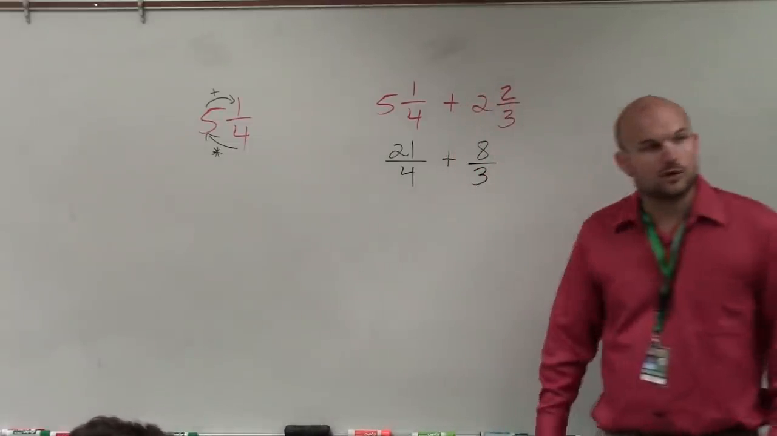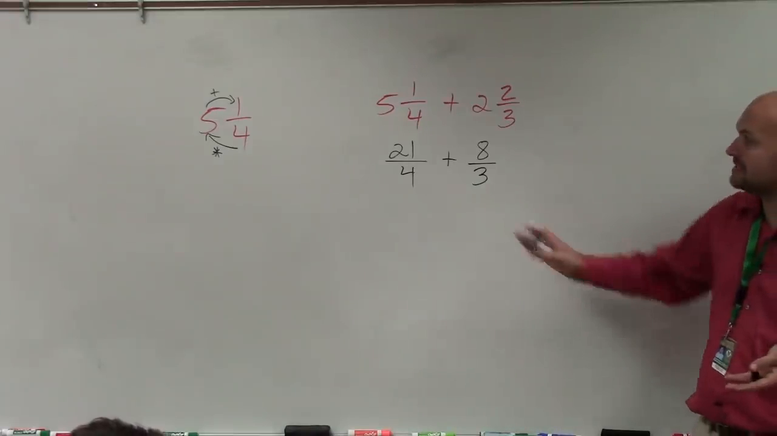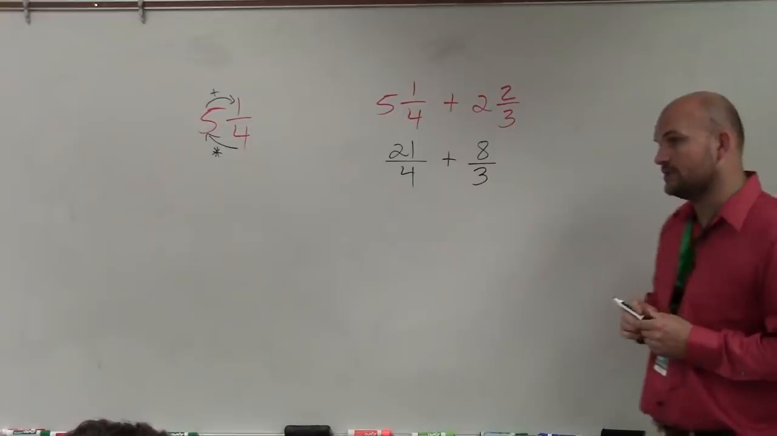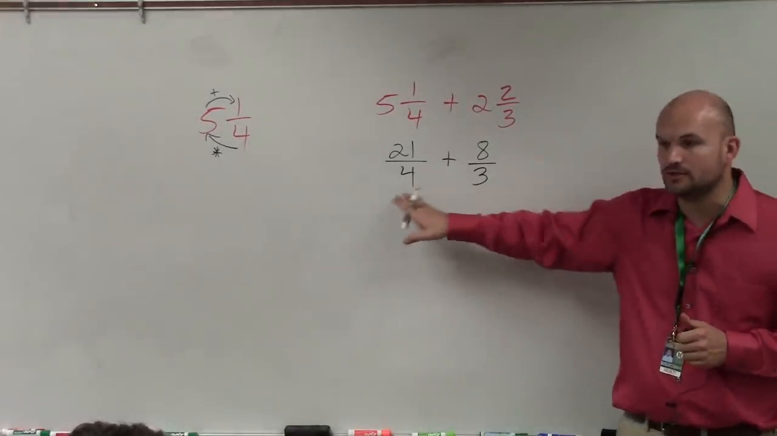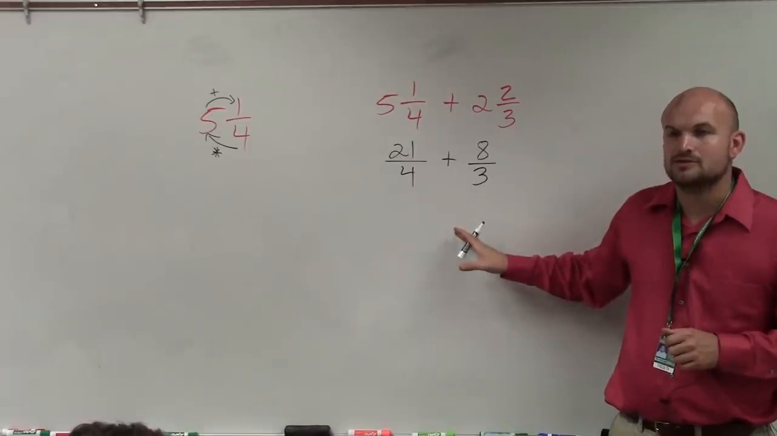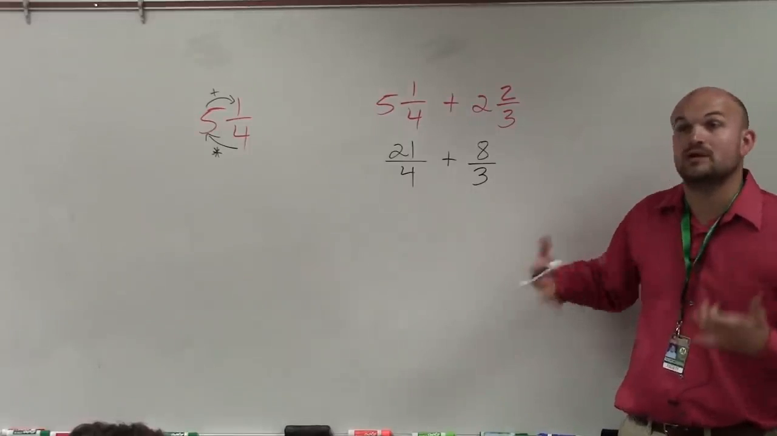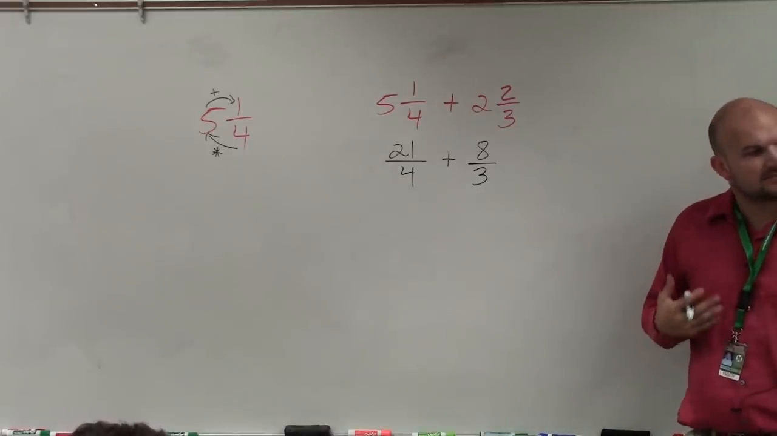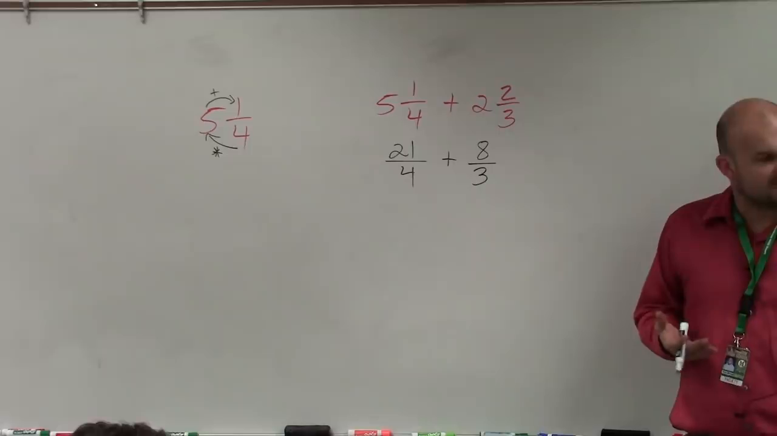OK? So now I've written it as improper fractions. And now I have 21 over 4 plus 8 over 3. However, what we notice here is we have two uncommon denominators, right? They're not like denominators. So what we'd want to do in this case is compute the least common denominator. That means the smallest number that both 4 and 3 divide into.